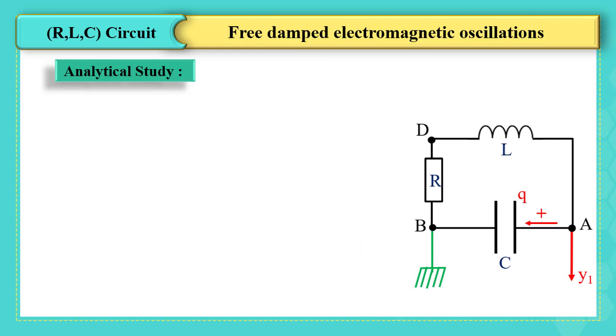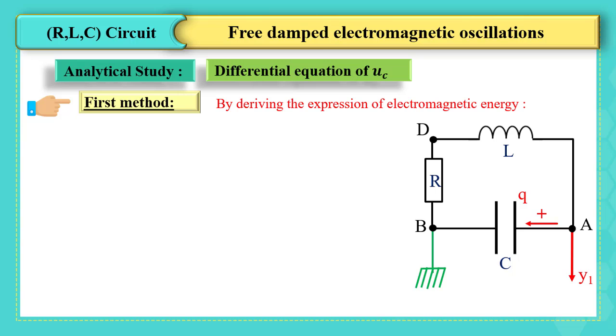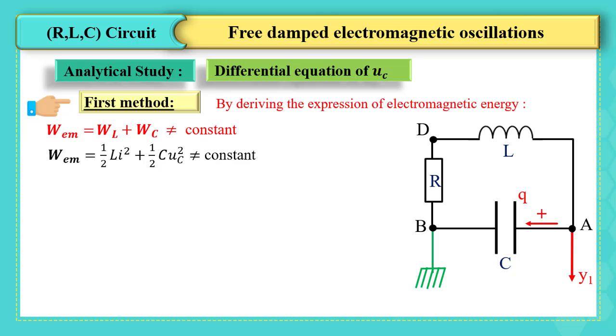For this, we have two methods. The first one is by deriving the expression of electromagnetic energy. The first idea that we should agree on is that the total electromagnetic energy is not constant. This means that the addition of WC plus WL is not constant. Actually, the variation of this energy with time represents the lost power by the resistor that we added already to the circuit. Thus, we write it as minus R I squared.